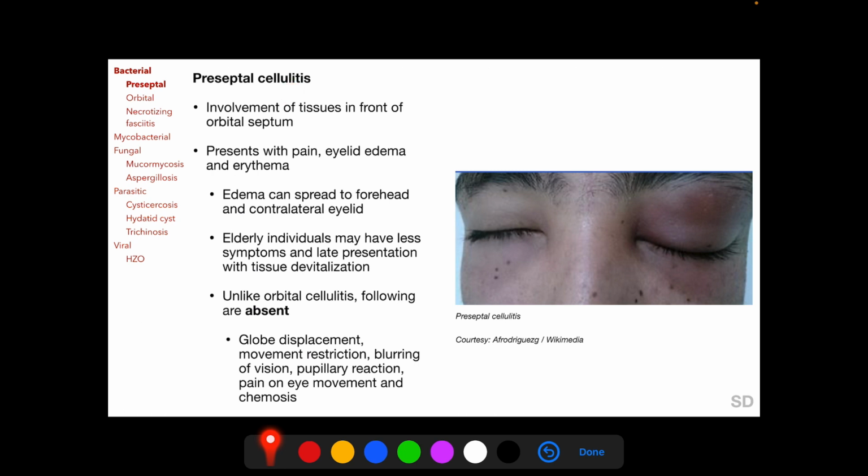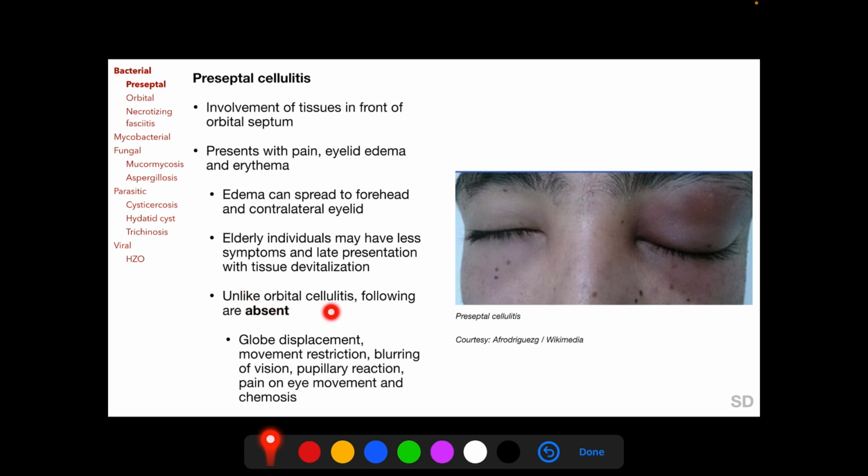Preseptal cellulitis is the involvement of tissues in front of the orbital septum, and it presents with pain, eyelid edema, and erythema. So we see a patient of preseptal cellulitis in the left orbit in this picture. However, edema can spread to the forehead and to the contralateral eyelid through the tissue spaces. Elderly individuals may have atypical presentation with less symptoms and late presentation with tissue devitalization requiring debridement.